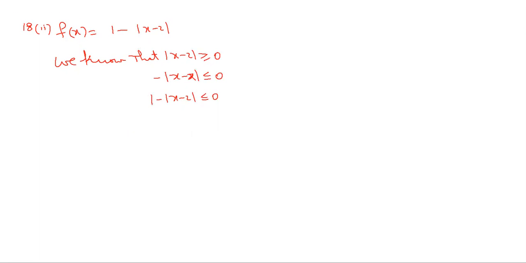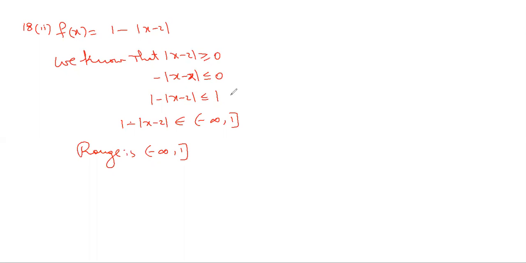Sorry. I need to add 1. Multiplying is fine. 0 into minus is also 0. Now I need to add 1 both sides. So what I got is that 1 minus mod x minus 2 belongs to minus infinity to 1. So the range is minus infinity to 1 closed.